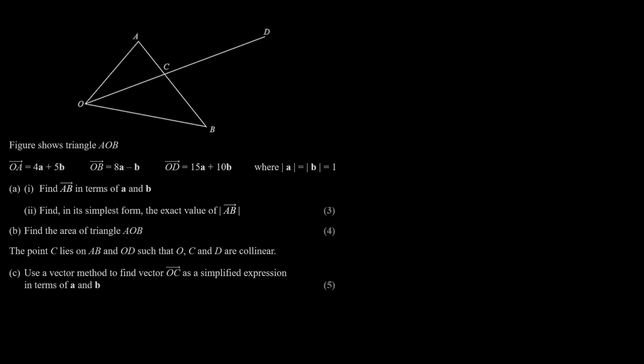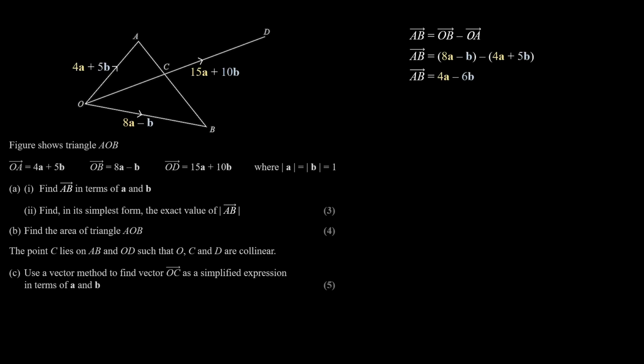In the given figure, vector OA is 4a plus 5b, vector OB is 8a minus b, and vector OD is 15a plus 10b. Vector AB is equivalent to vector OB minus vector OA. Substituting their respective values and solving the expression, vector AB is 4a minus 6b.